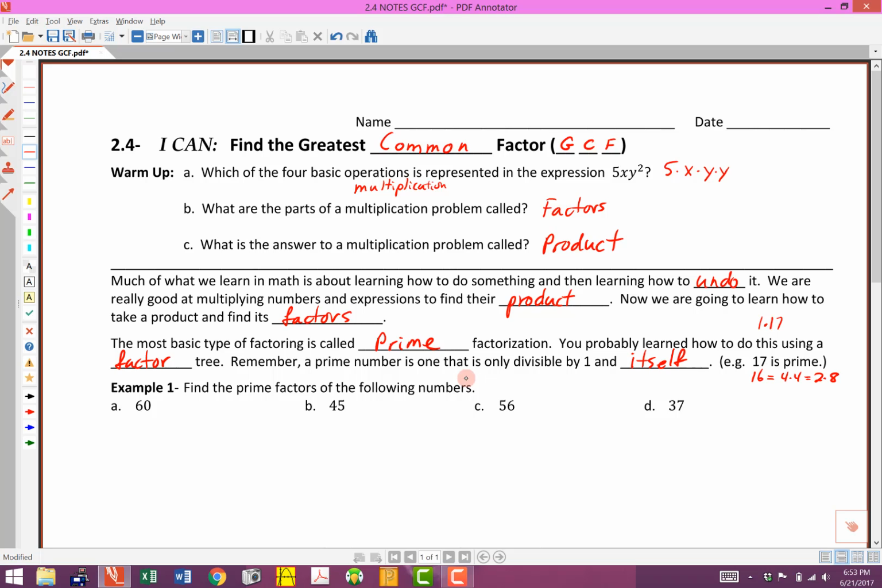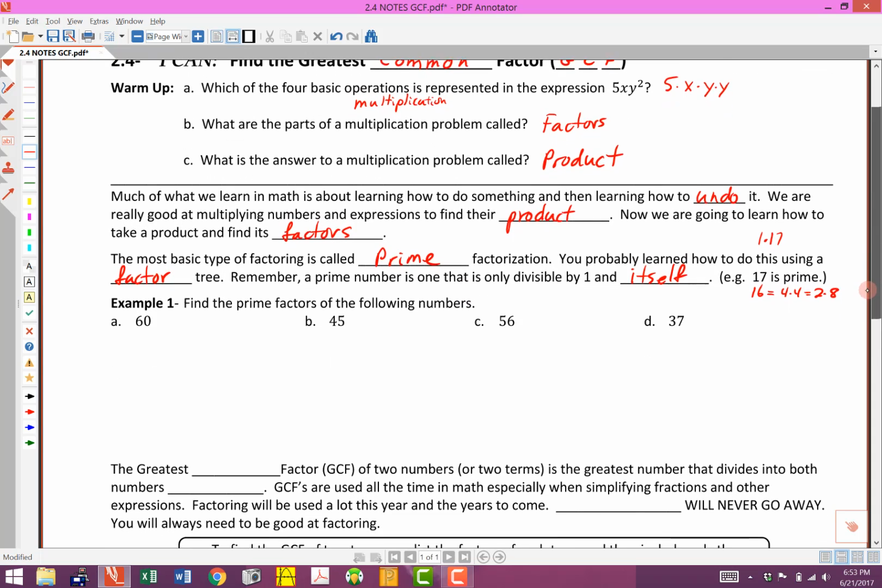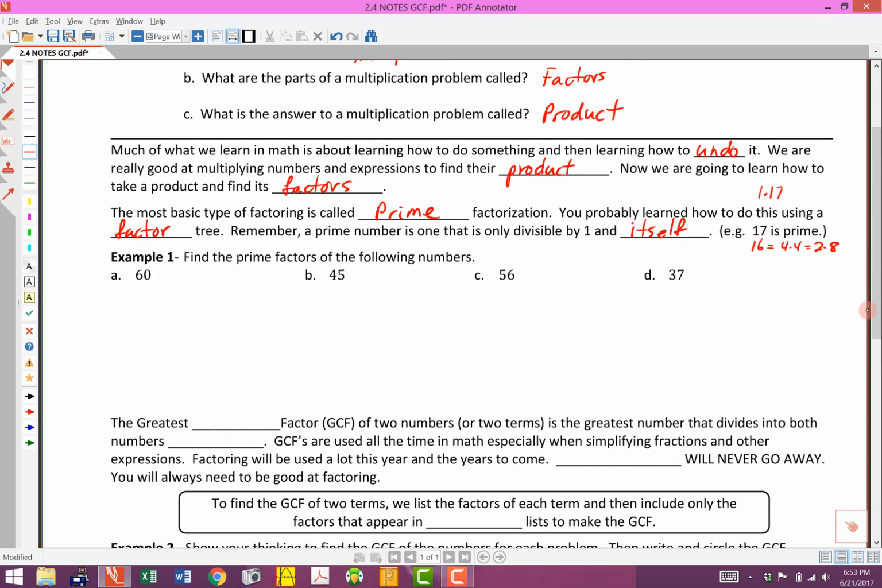So let's take a look at example 1. Now you're going to need to know how to do this in order to do today's assignment, but these types of problems won't be on the assignment, but these will really be helpful. So let's do a couple problems here as a review. So it says find the prime factors of the following numbers. So here's what we do, and I'll do a factor tree for a couple of these and we'll see how this goes.